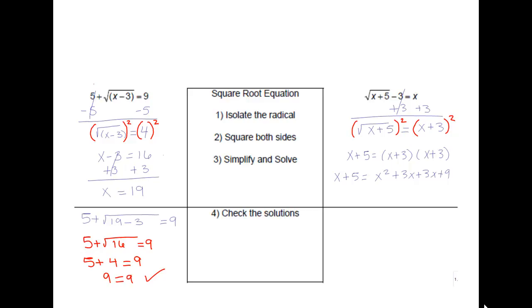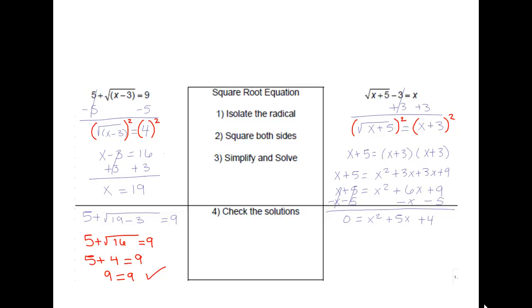So the idea here is to put everything on the same side because it ends in squared. We will combine the 3x's together, and that would give us a 6x. So x squared plus 6x plus 9. But we need to move over that x and the 5 to the other side. So we will subtract the x, subtract the 5. Looking at the work that's already done here, we see that x squared plus 6x minus x is 5x, and then 9 minus 5 is 4.